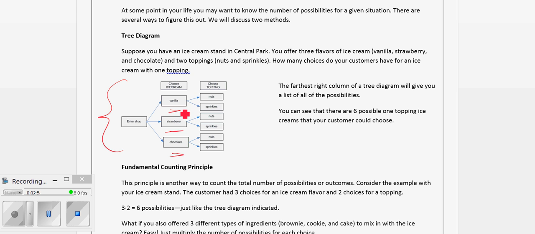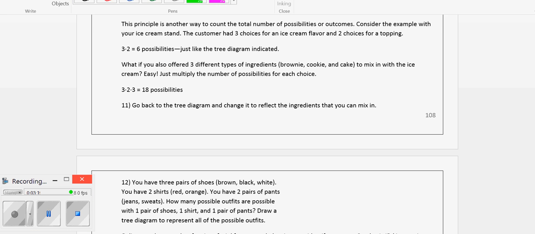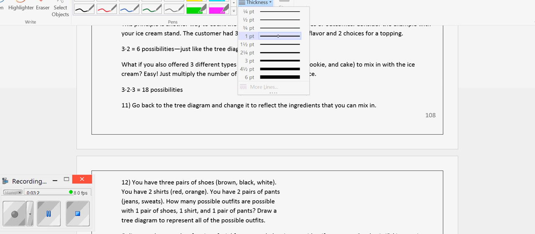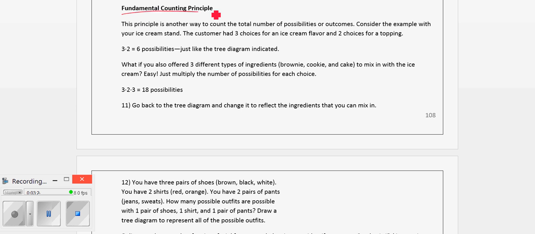So that represents all the possible pathways that people have to choosing an ice cream, and each possibility would be following each path. So you could get a vanilla with nuts, you could get a vanilla with sprinkles, strawberry with nuts, strawberry with sprinkles, chocolate with nuts, chocolate with sprinkles. Another way, and a quicker way to find out how many possibilities there are, is called the fundamental counting principle. And it's quicker. The disadvantage is it doesn't necessarily show you what the possibilities are.